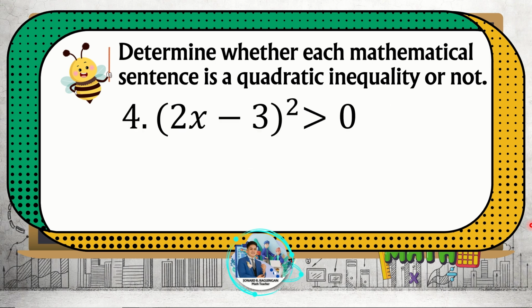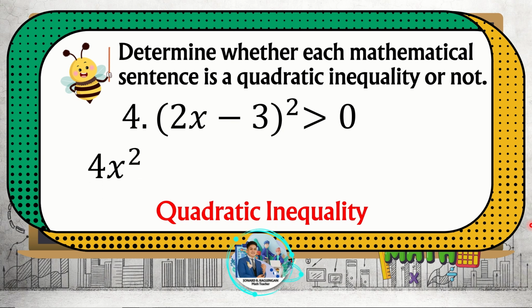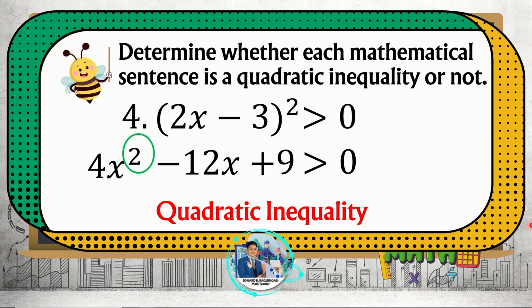Number 4. The quantity of 2x minus 3 squared is greater than 0. This is a quadratic inequality because when squaring a binomial, you first square the second term, then take twice the product of the first term and the second term, and finally square the last term. That is, the square of 2x is 4x squared. 2 times 2x times negative 3 is negative 12x. The square of negative 3 is 9. So we have 4x squared minus 12x plus 9 is greater than 0. The degree is 2, and it uses is greater than. So, it's a quadratic inequality.